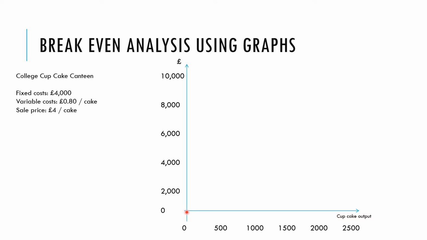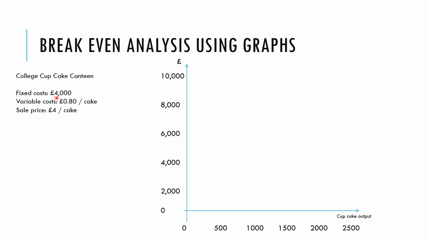And the key to remember here is this is a plan. This is how many cupcakes the canteen might produce. We don't know how many they actually have produced. This is how many they might produce over a given period of time. And so using this chart we can then plot and have a look at the financial projections using only these three bits of information. So the first thing we're going to plot is the fixed costs.